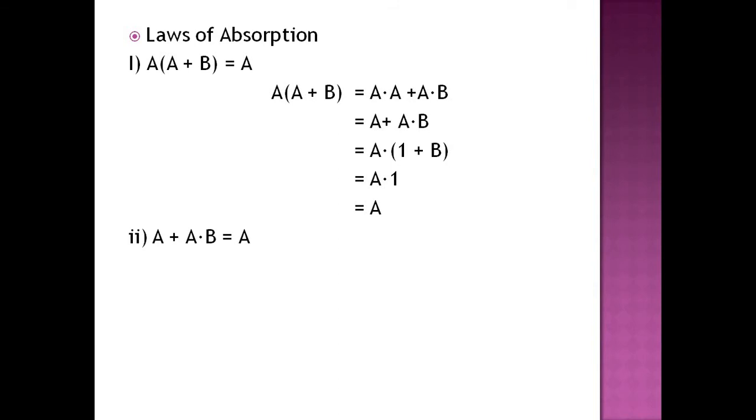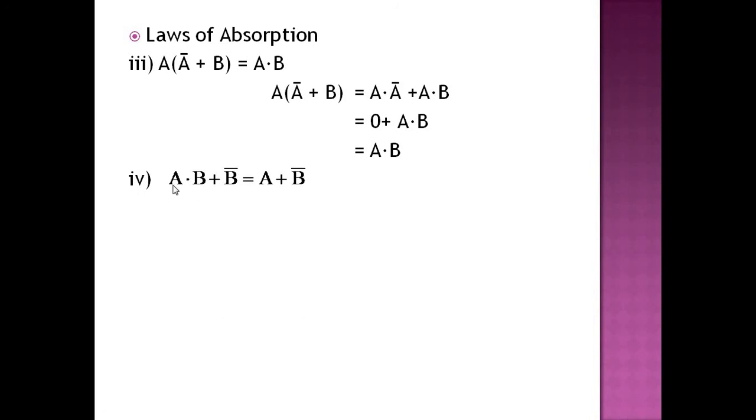Again we take the second law: A + A·B = A. Here we consider the left hand side. A + A·B = A(1 + B). Here again 1 + B is equal to 1. So we write A·1 and we get the output equation as A. So this is nothing but the right hand side. And it is the third rule.